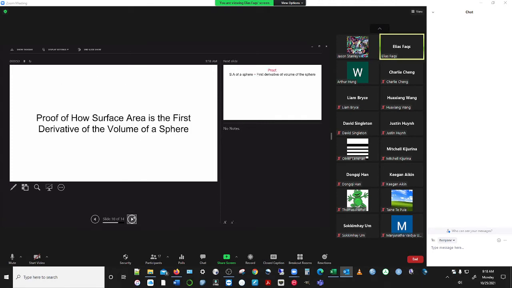Okay, so this is Elias. Yep. So this is the proof of how the surface area is equal to the derivative of the volume of the corresponding sphere.